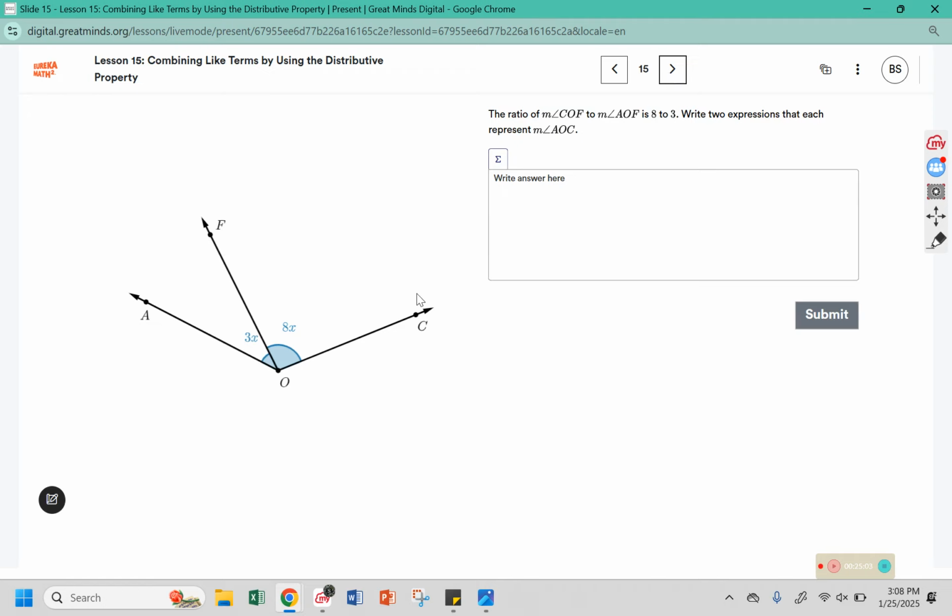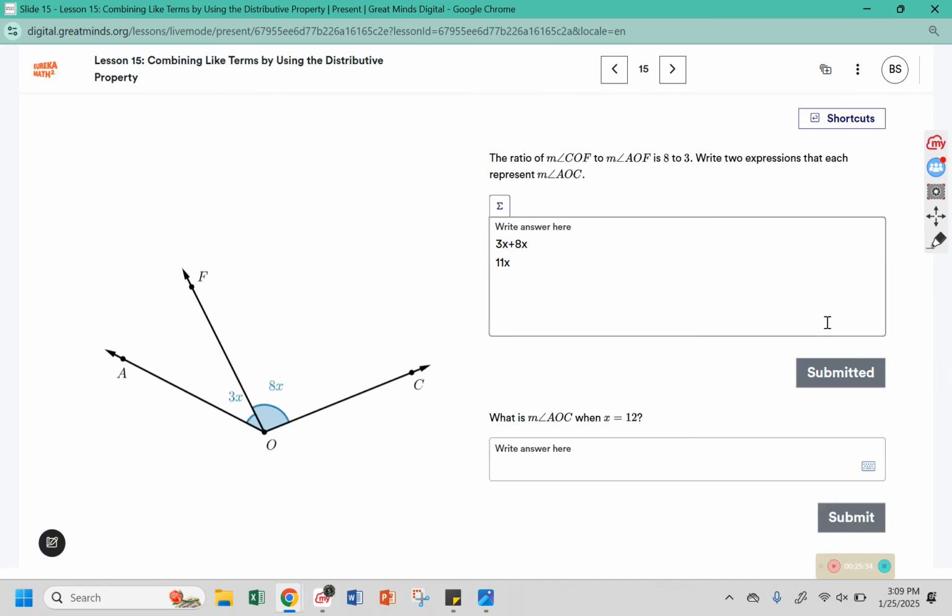The ratio of angle COF to the measure of angle AOF is 8:3. Write two expressions that represent the measure of angle AOC. Well, that combines both 3x with the 8x. Well, 3x plus 8 more x is 11 x's.